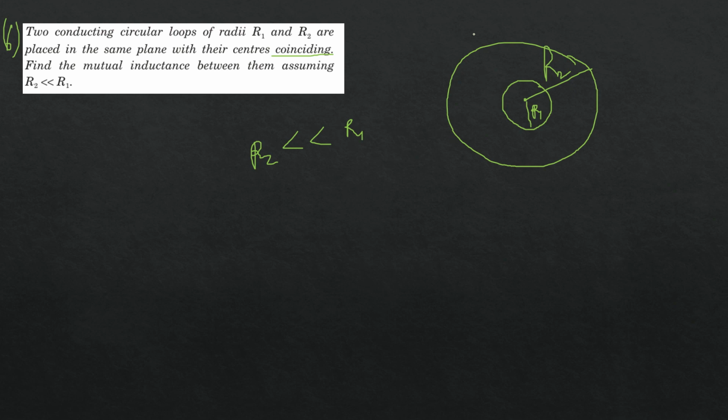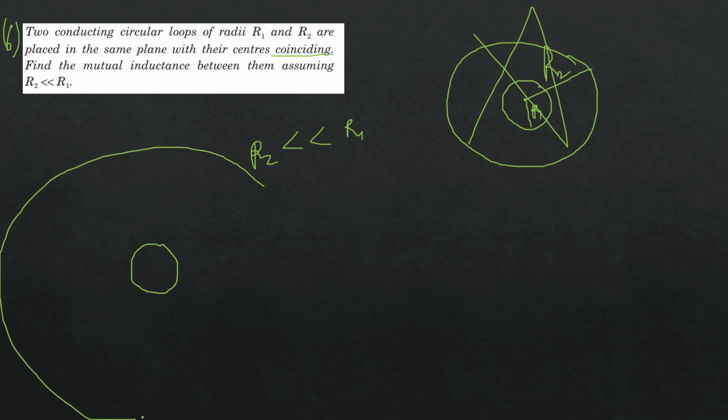So we have to draw it. This is a wrong diagram. Okay, so we can draw it like this. This is R2, which is very less than R1, isn't it? As I have said in the question. So this is your R2, and this one is your R1. All right. So two conducting circular loops. These are two. Okay. Find the mutual inductance.